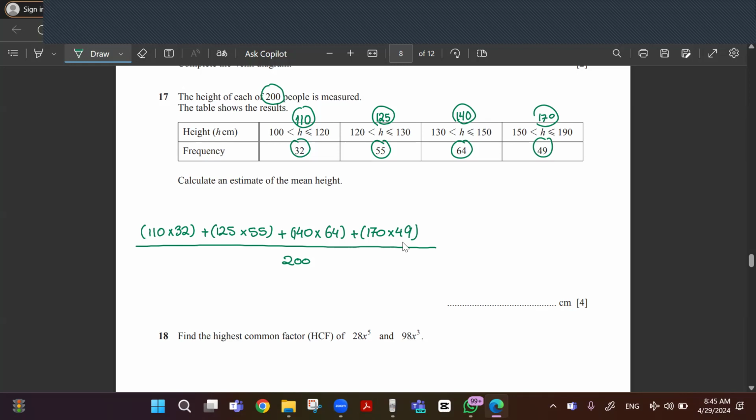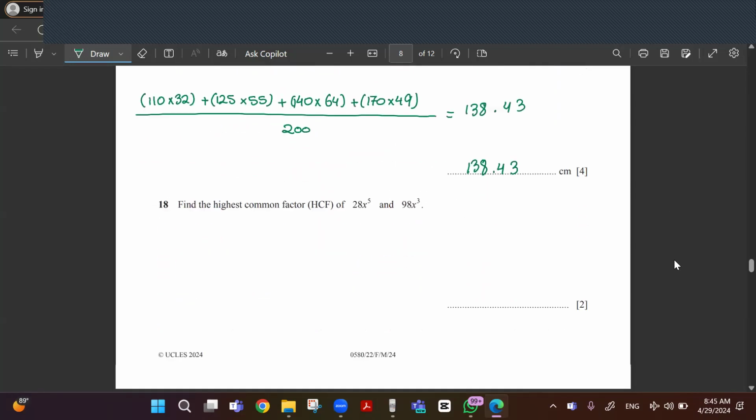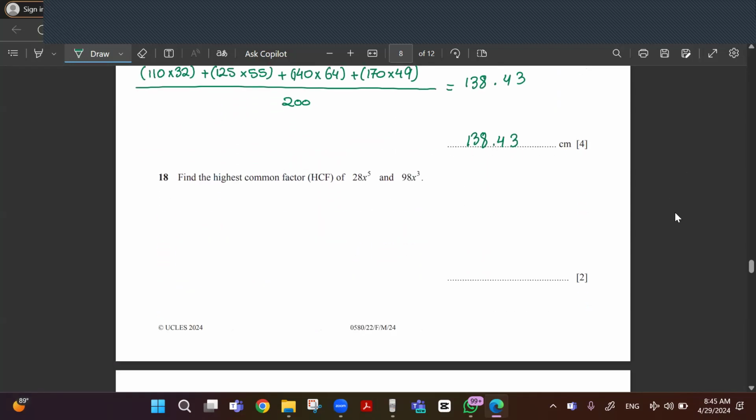Okay, so from here I'm going to calculate it on the calculator. The answer will be 138.43. So 138.43. Okay, any problem?